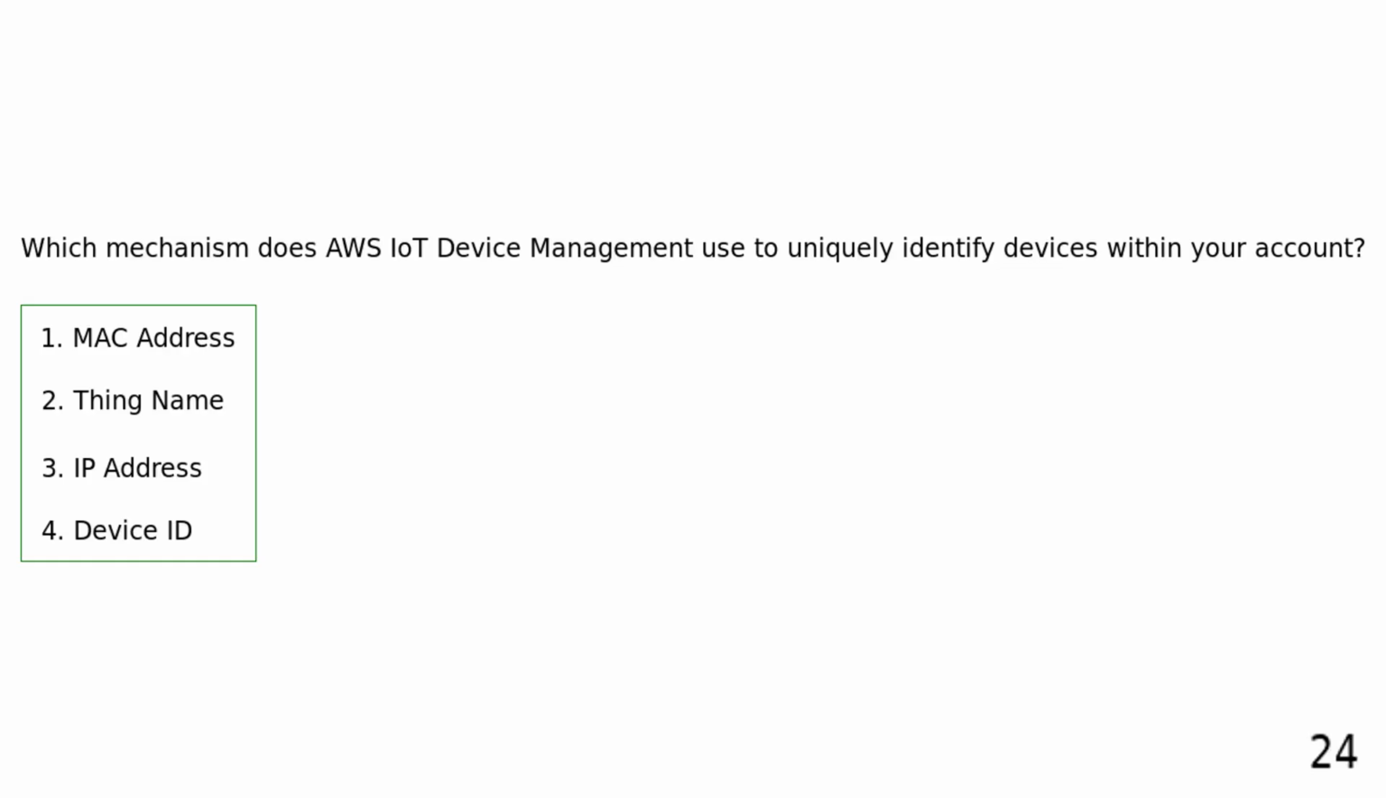Which mechanism does AWS IoT Device Management use to uniquely identify devices within your account? MAC address. Thing name. IP address. Device ID.